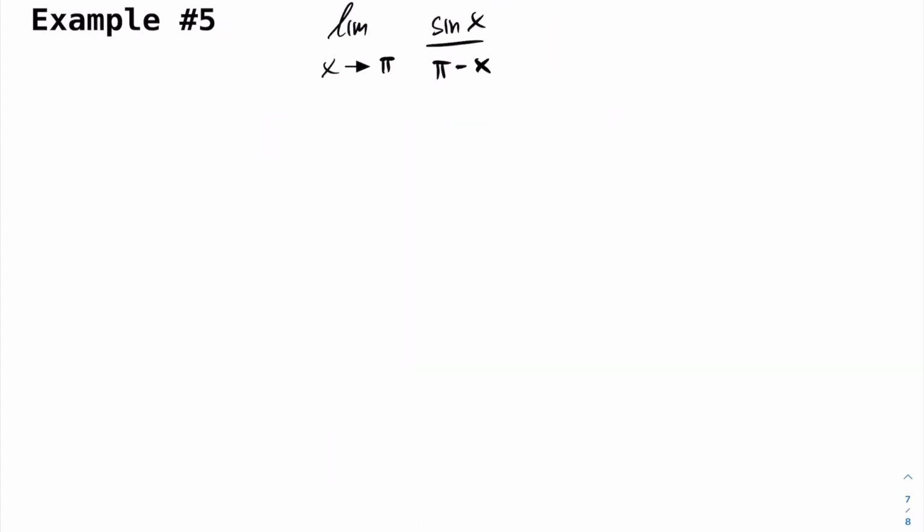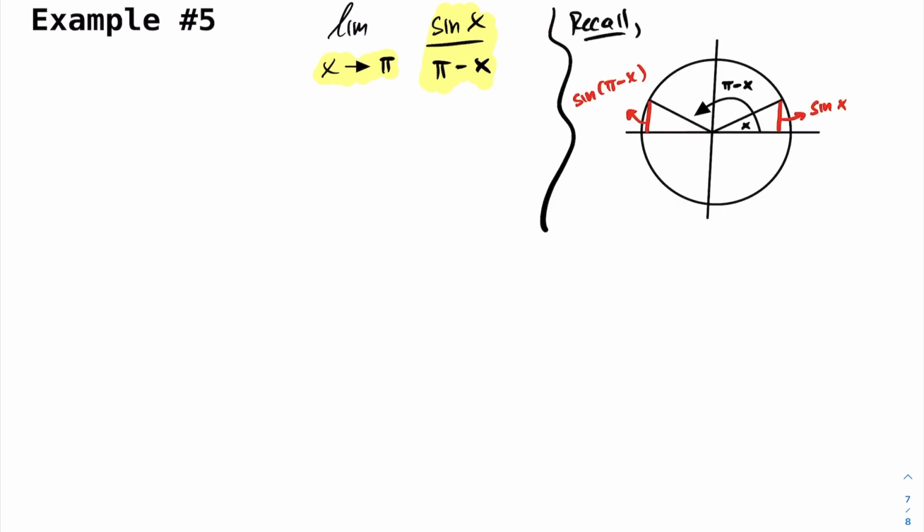Let's look at another. For example 5, we need to show that the limit as x approaches pi of sine of x divided by pi minus x, we have to find what that equals. Well, recall, consider the unit circle and consider the terminal arm measured at an angle of x. By definition, the length from here to here would be sine of x. If you consider the acute angle in the second quadrant also having a measure of x, then the measure from here to here would be pi minus x, in which case, by definition, the length of this leg of the triangle would be sine of pi minus x.